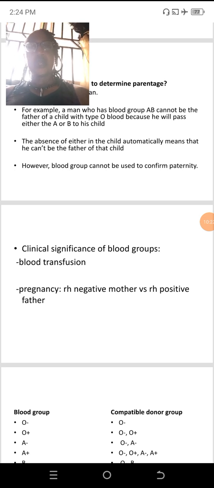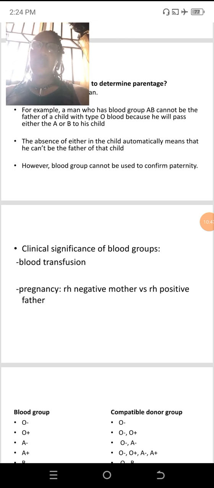And when you check, maybe after delivery, you check the woman's blood group, the woman is rhesus negative, and you check the blood group of the baby. The baby is rhesus positive. Or you check the blood group of the woman, she's rhesus negative, and you check the blood group of the husband. The husband is rhesus positive.